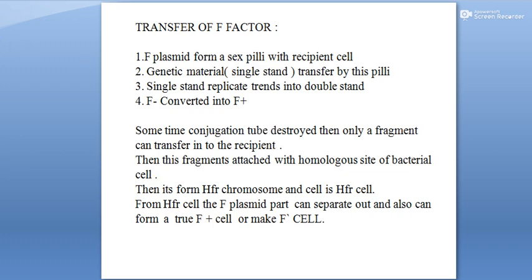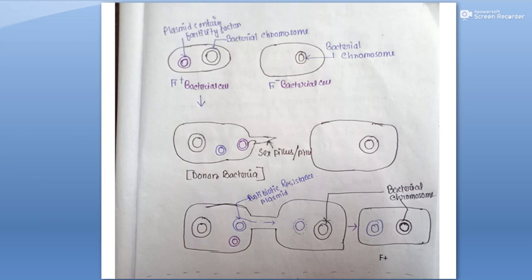Let's see the picture model of this process. Here you can see in these pictures the F plus bacterial cells. That means they have the presence of the fertility factor plasmid, or a plasmid that contains fertility factors. Those F plasmids can create a sex pili which interconnect the donor and the recipients.